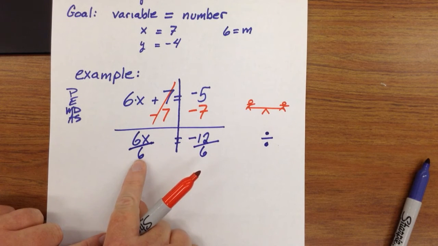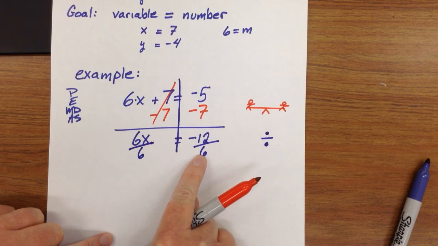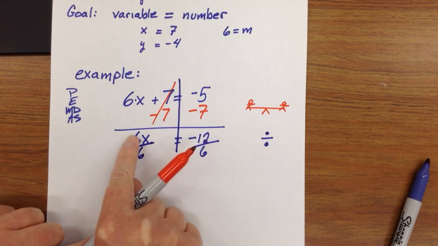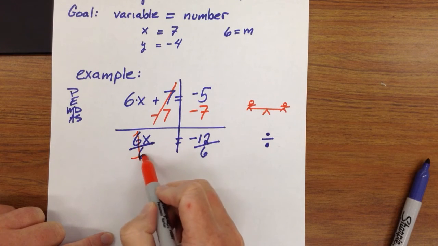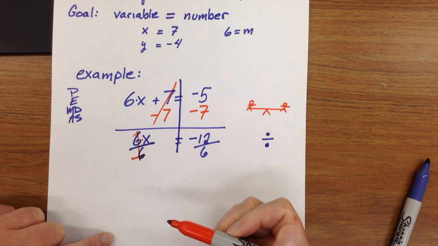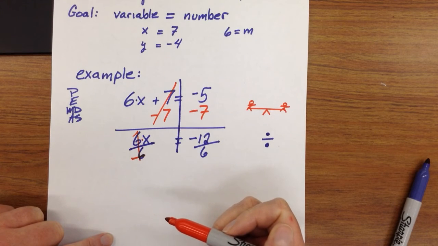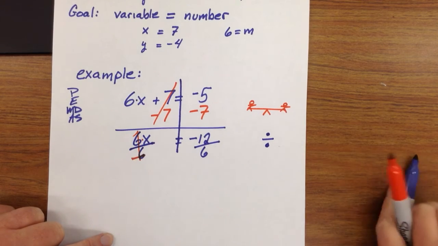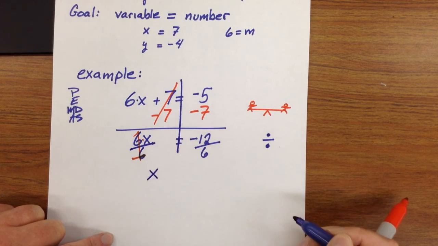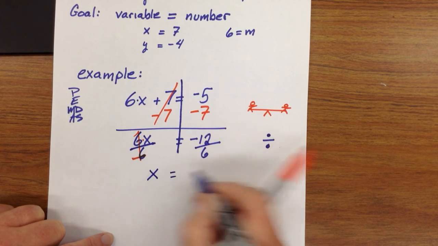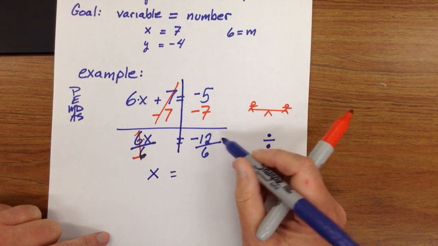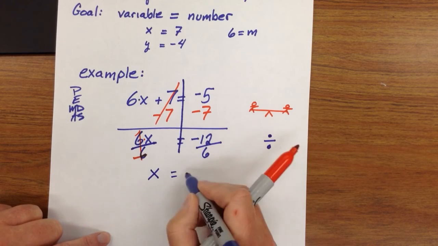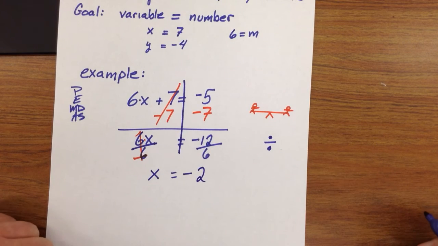All right, so let's do the math. Now notice again, teeter-totter: divide by 6 on one side, divide by 6 on the other side. What is 6 divided by 6? 1. If you have 1 times something, does it change that thing? No, it does not. 1 times 5, still 5. 1 times x, still x. Equal sign. Math it up. Negative 12 divided by 6 is negative 2.